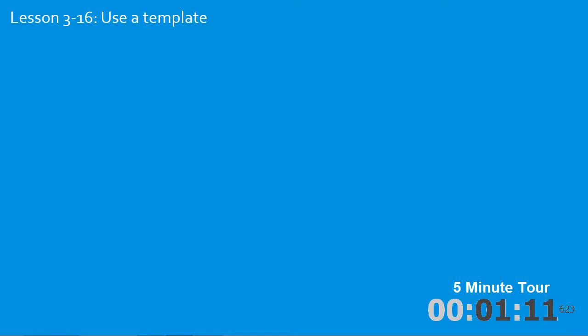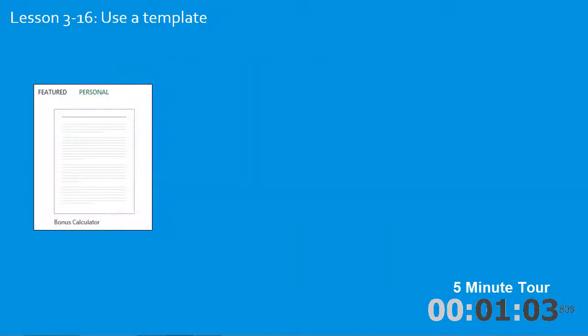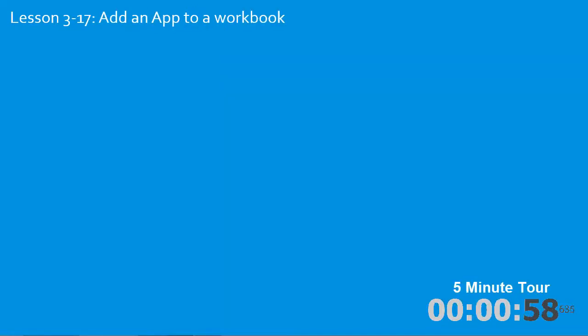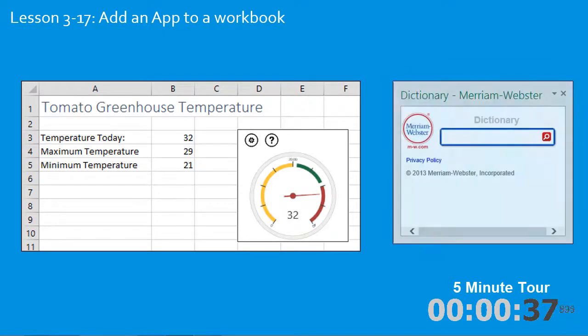In the 16th lesson, you'll use a template. First of all, one of Microsoft's examples. And then you'll create a workbook from the template that you saved in lesson 15. In lesson 17, you'll add an app to a workbook. Apps are an amazing new feature for Excel 2013. There's 2 types of apps. First of all, you'll add a temperature gauge to a worksheet. Now, temperature gauges don't exist in Excel, but by adding a third-party app, you'll learn how to add it. And then you'll use a task pane app, in this case, the Merriam-Webster Dictionary.